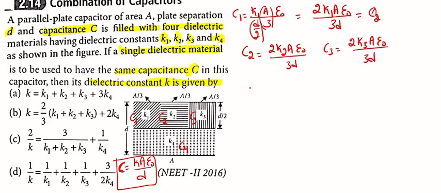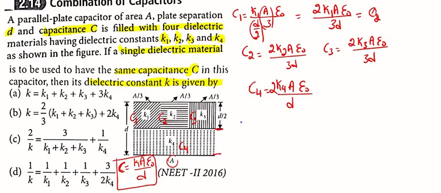Then we have C4. C4 has dielectric constant K4, area of cross section A, A epsilon naught divided by the distance. The total distance is D by 2 for this part, so C4 becomes 2K4 A epsilon naught divided by D. So this is C4.